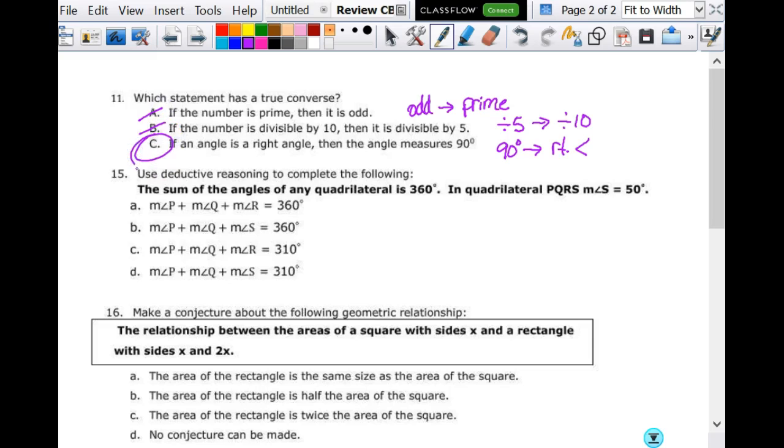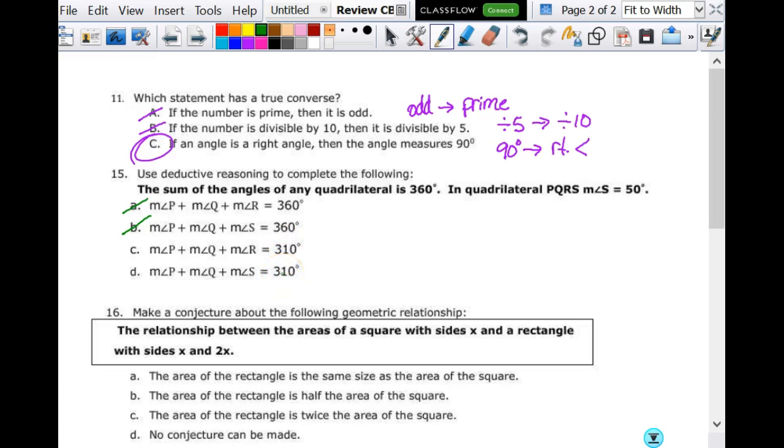All right, then 15 says, use deductive reasoning to complete the following. The sum of the angles of any quadrilateral is 360 degrees. In quadrilateral PQRS, the measure of angle S is 50 degrees. All right, so the sum of all 4 angles is 360. These first 2 just take 3 angles and add them up to 360, so either one of those could be true. If S is 50, then the rest of the angles have to add up to 310. So this total right here makes sense.